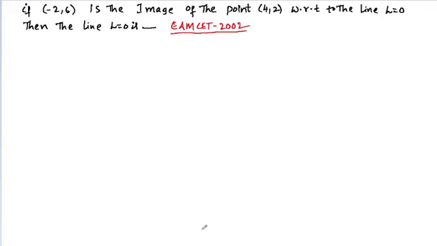If (minus 2, 6) is the image of the point (4, 2) with respect to the line L is equal to 0, then the equation of the line is, this is the line L is equal to 0. So here (minus 2, 6) is the image of the point (4, 2). This is taken as A and this is B. Now clearly the line L is equal to 0 is perpendicular to AB.